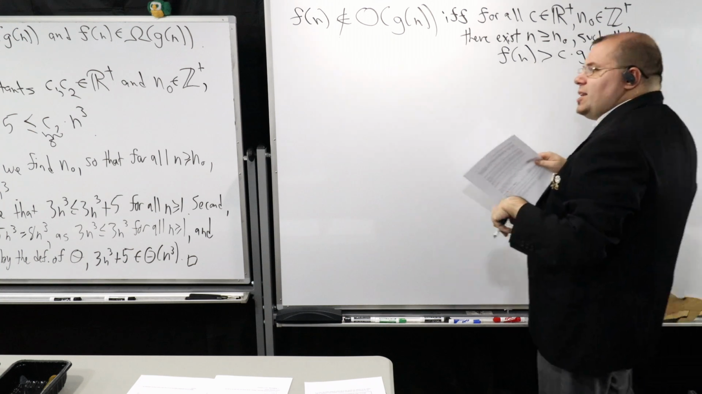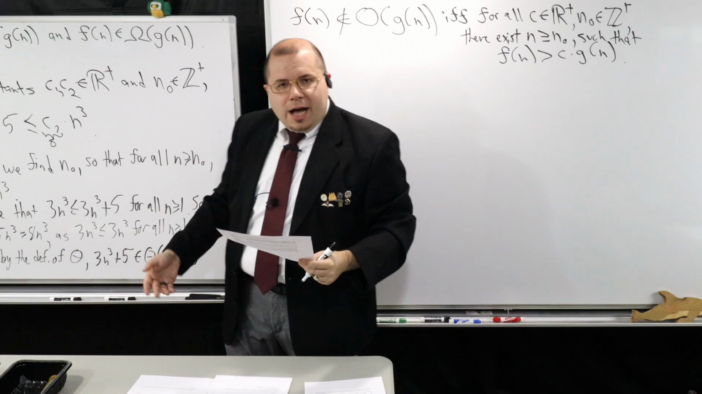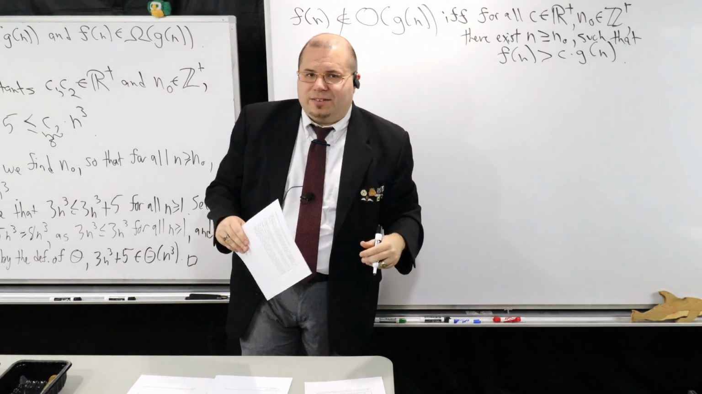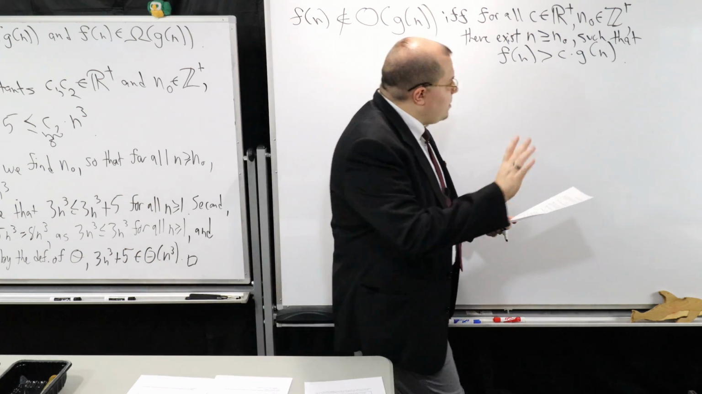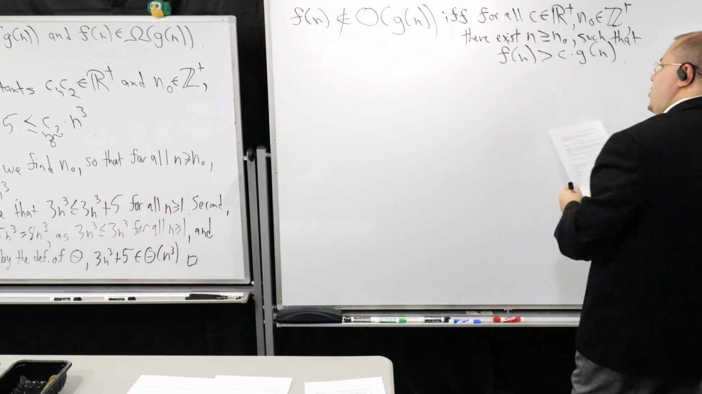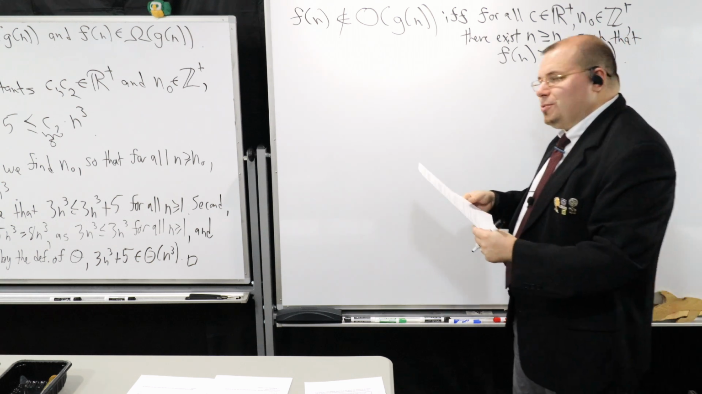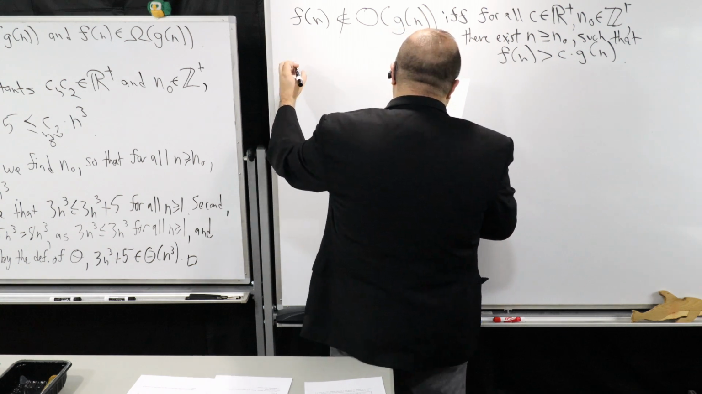And keep in mind, you can do the same kind of trick with omega and theta. All I'm doing is negating the logic of the statement. Some of you may be familiar with that technique, some may not be, but that's okay. This is the negation of big O here, and we're going to use this for an example.